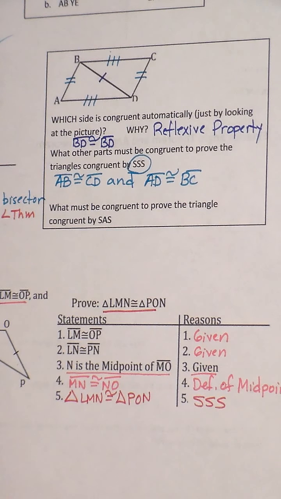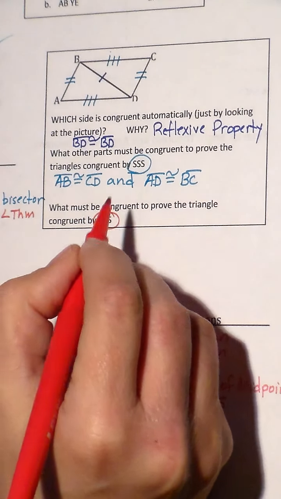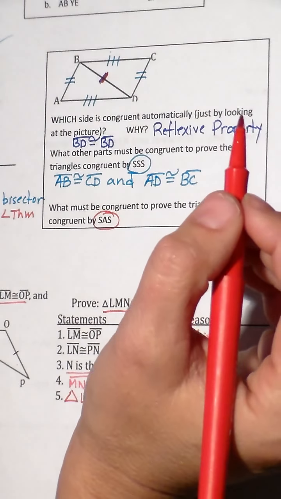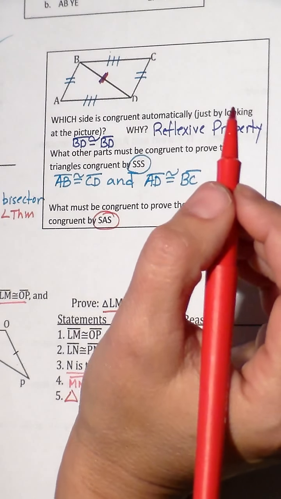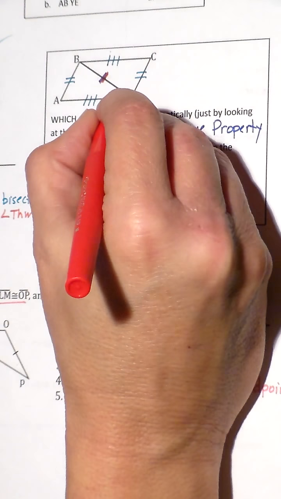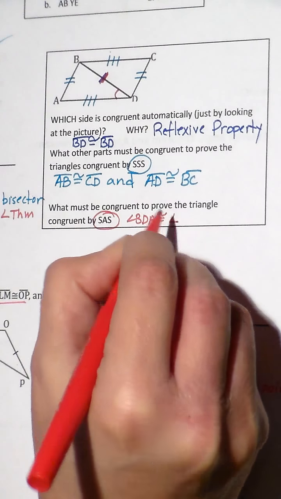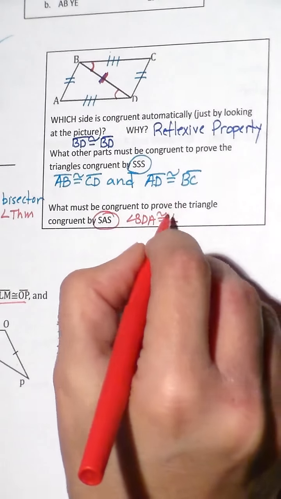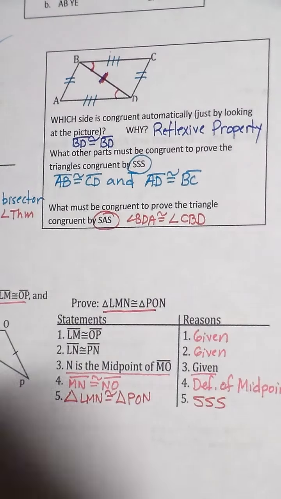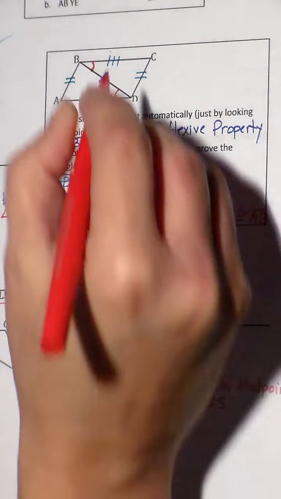Okay. Now, what if I wanted to use side, angle, side? So we're going to pretend we don't know anything, again, but the reflexive, and I want to use side, angle, side. Well, there's multiple possibilities. So I'm just going to pick one. I would have to know that angle BDA was congruent to angle CBD. So I've got a side and an angle. And then I could either say CD is congruent to AB.